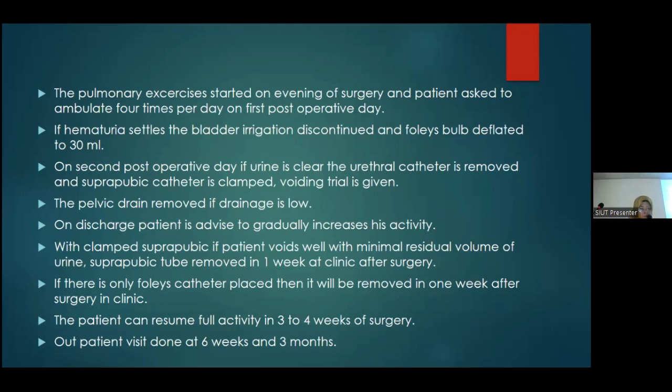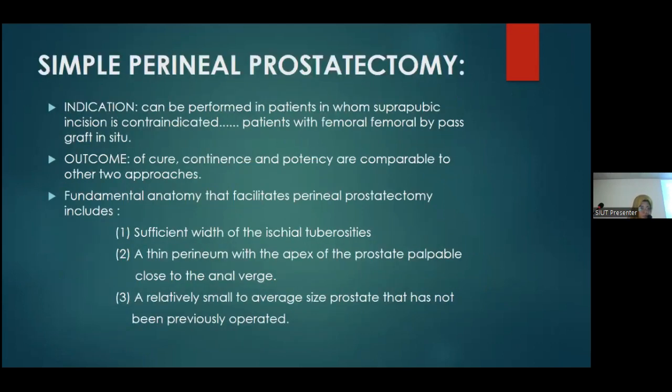With a clamped suprapubic tube, the patient voids well with minimal residual volume in the bladder. The suprapubic tube is removed in the clinic on the first post-operative week. If only a Foley catheter is placed, it is removed in clinic 1 week after the surgery. The patient will resume full activity 3 to 4 weeks after the surgery. Outpatient visits are done at 6 weeks and 3 months for assessment of the IPSS score and the urine flow of the patient.